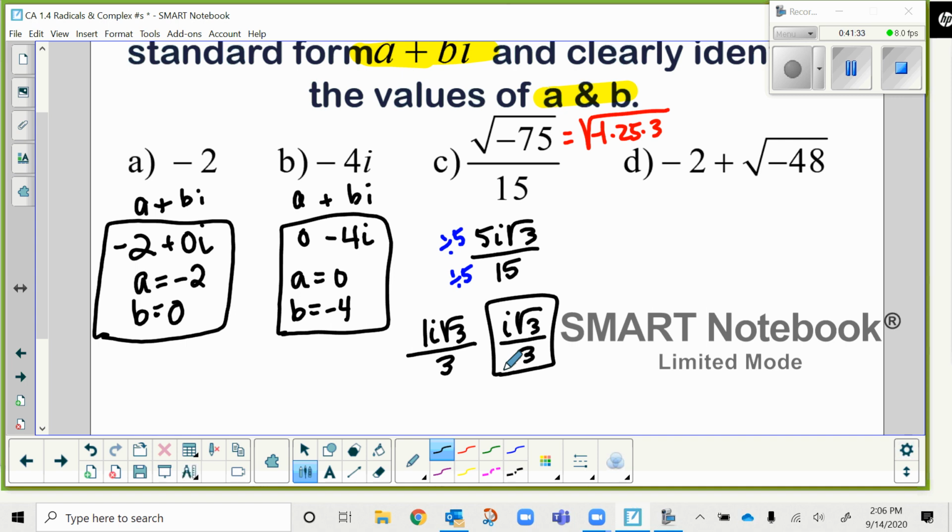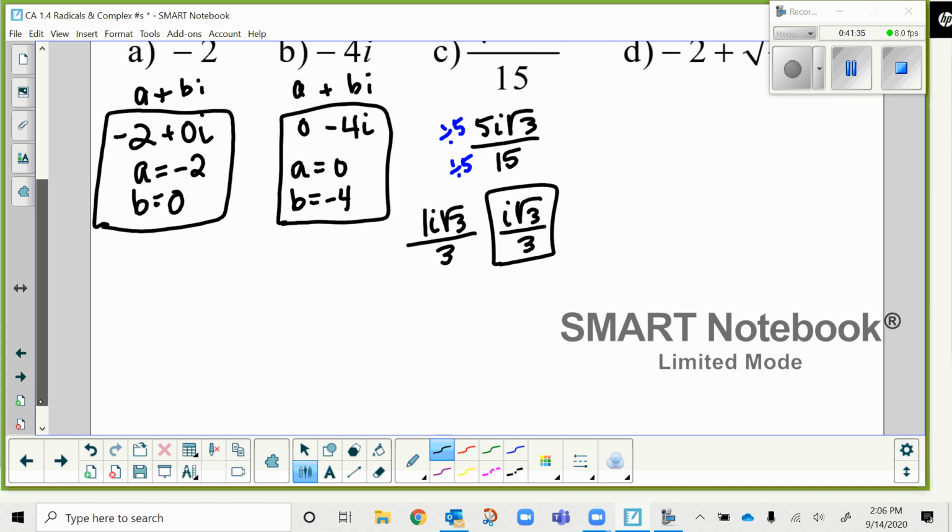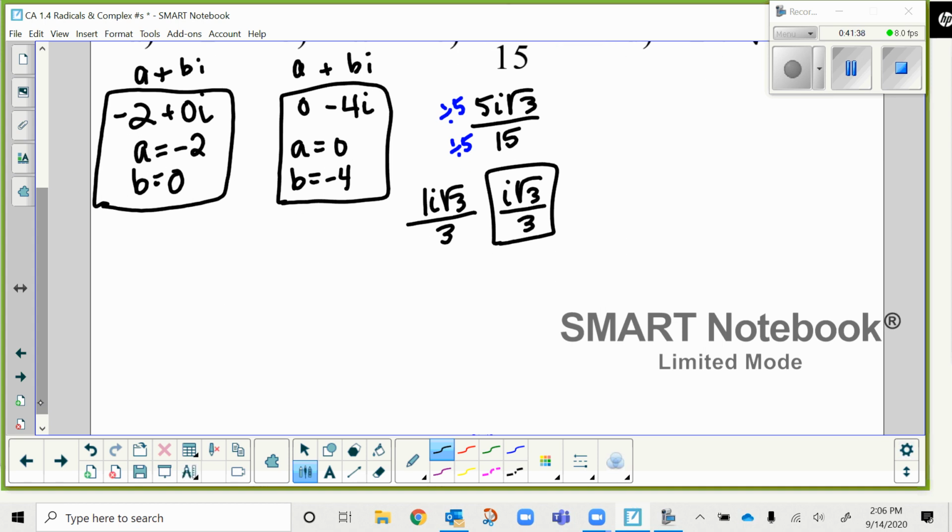Oh, I forgot to do the a and b part. Oh, I forgot to write it as a plus bi. Okay. So the a plus bi part is there's no a, there's no real part. So when you go to identify a and b, the a is 0. And the b does not include i. The b is, what are you multiplying the i by, which is just the square root of 3 over 3.